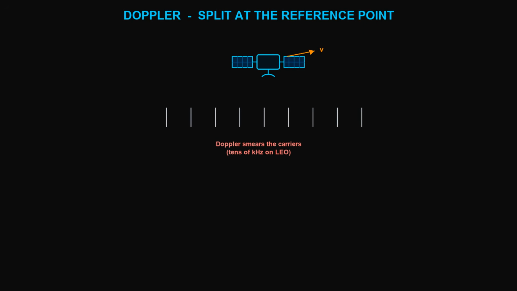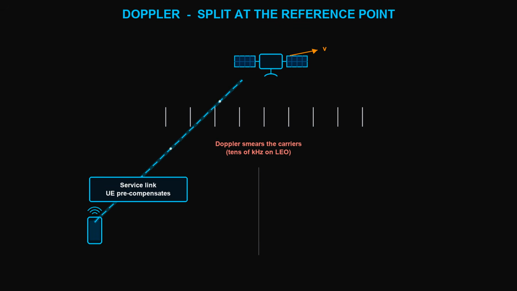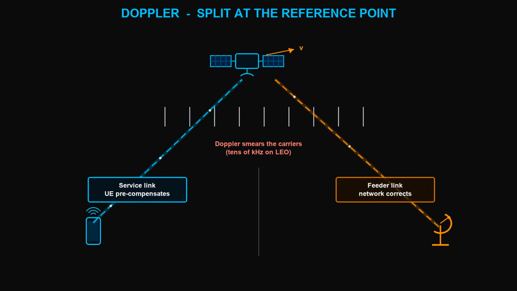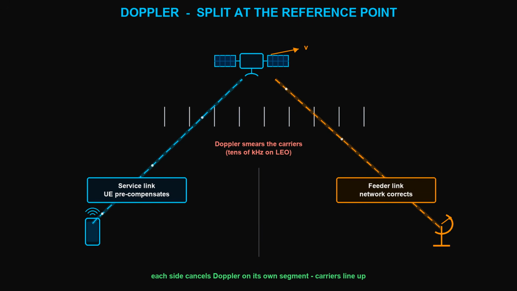One more moving target, literally, frequency. A satellite tearing across the sky drags every carrier with it. The Doppler shift. On a low Earth satellite, that shift can reach tens of kilohertz, more than enough to push your signal off its subcarriers and wreck reception. So NTN handles Doppler exactly the way it handled timing. It splits the problem at the reference point, the service link shift between your phone and the satellite. The phone pre-compensates itself. It already knows the satellite's velocity from ephemeris and its own position from GNSS, so it computes the relative motion and pre-corrects its transmit frequency. The feeder link shift between the satellite and the gateway is the network's job, corrected on the ground. Each side cancels the Doppler on its own segment, and the carriers line up. For geostationary orbit, the shift is small. For a fast, low-Earth pass, this is doing a lot of work.